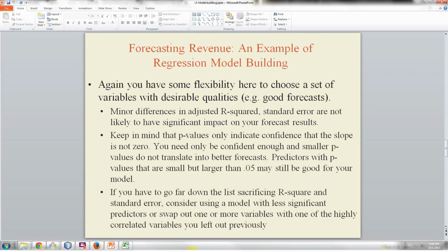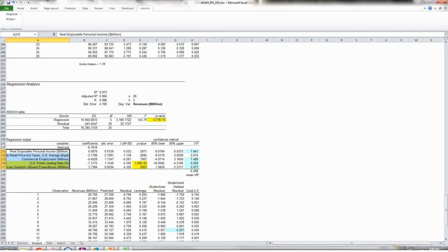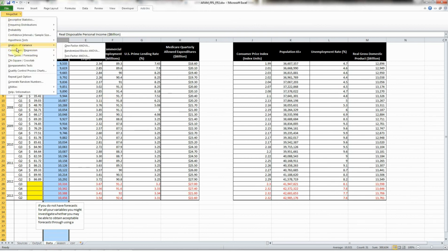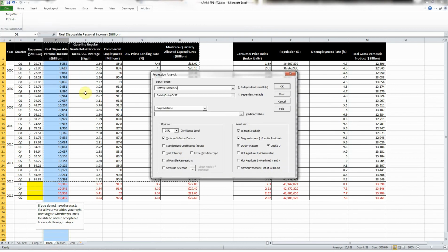So let's go ahead and do that. How do we do that? What we're going to do is another regression, but this time we're going to do all possible regressions. So we go to regression analysis, keep everything the same, and we're just going to click here, all possible regressions. There's another thing called stepwise regressions, which is kind of similar, but we'll just do all possible regressions.